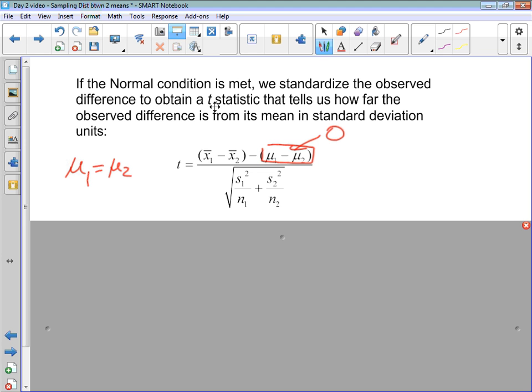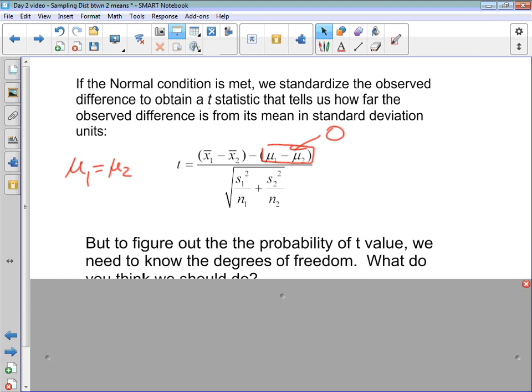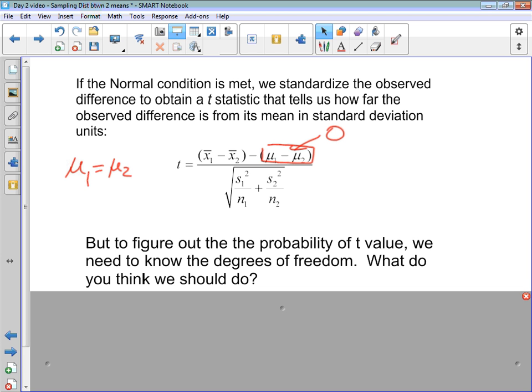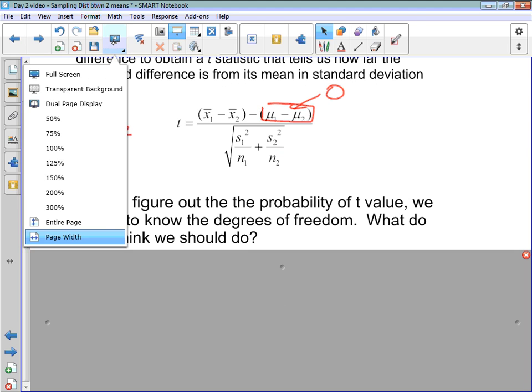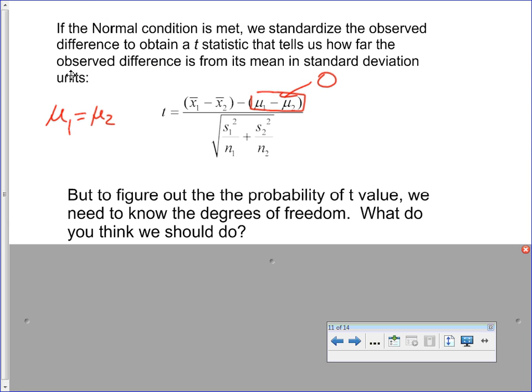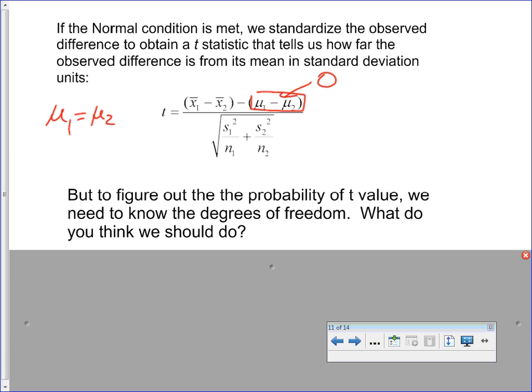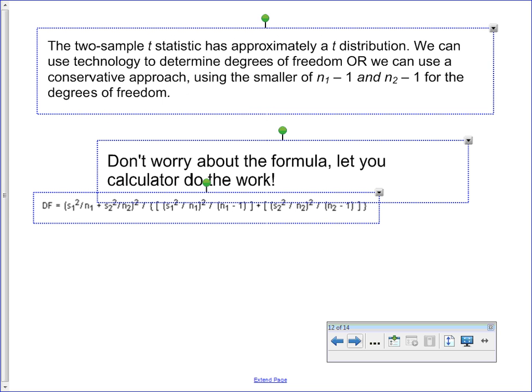But how many degrees of freedom do we use? To figure out the probability of a t-value, we need to know how many degrees of freedom. Before, degrees of freedom was n minus 1, but now we have two n values. So what can we do? Well, there's two different ways to attack this. If you're going to be using the textbook and the table, you will do n1 minus 1 and n2 minus 1, and whichever one is smaller, use that as the degrees of freedom.